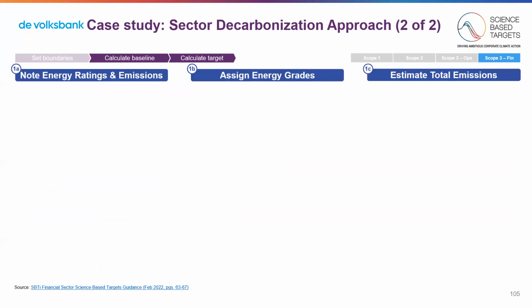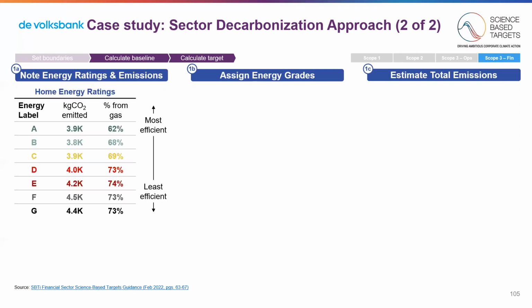Let's discuss the challenges and approach that De Volksbank took with finding and assigning energy ratings in order to estimate emissions. They were able to do this in 3 steps, noting the energy ratings and emissions, assigning energy grades, and then estimating total emissions. The Dutch government provides energy labels ranging from A, the most efficient homes, to G, the least efficient homes. They also provided estimated annual emissions across these energy grades. Emissions from homes come from 2 main sources, gas and electricity. One thing that De Volksbank noticed was that the majority of emissions for all homes came from gas, and the worse the energy rating, the higher proportion of emissions from gas, which is higher polluting.